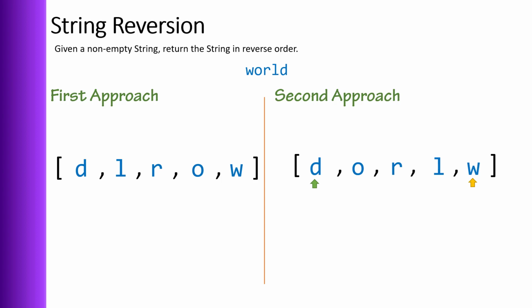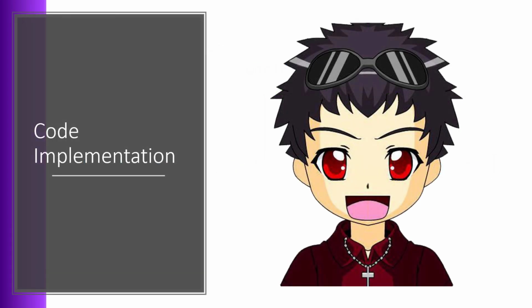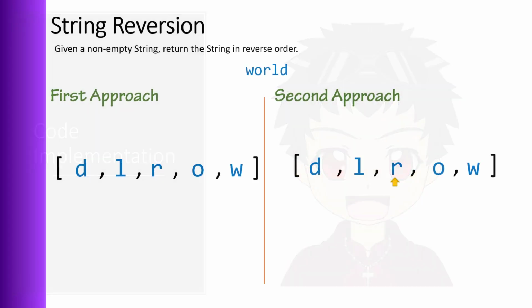Okay, and now we move the cursors, increment the left cursor by 1 and decrement the right cursor by 1, and then switch it again as follows until those cursors meet. Okay, now that they meet, we can already say that the string is reversed. So how are we going to implement this in the code? So here's our code implementation.